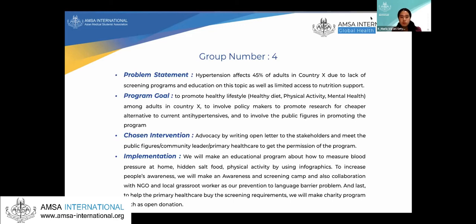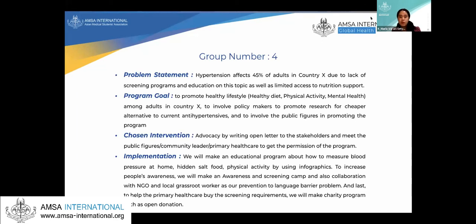The intervention chosen is to first write an open letter to stakeholders and meet the public figures or community leaders to get the permission to start the program, and then we would make a primary meeting with the community. As for the implementation, we would make an educational program on how to measure blood pressure at home, about hidden salt in food, and also physical activities using infographics. To do this, we would also do a screening camp and also collaborate with GO and NGOs, and also local grassroots workers as our intervention.